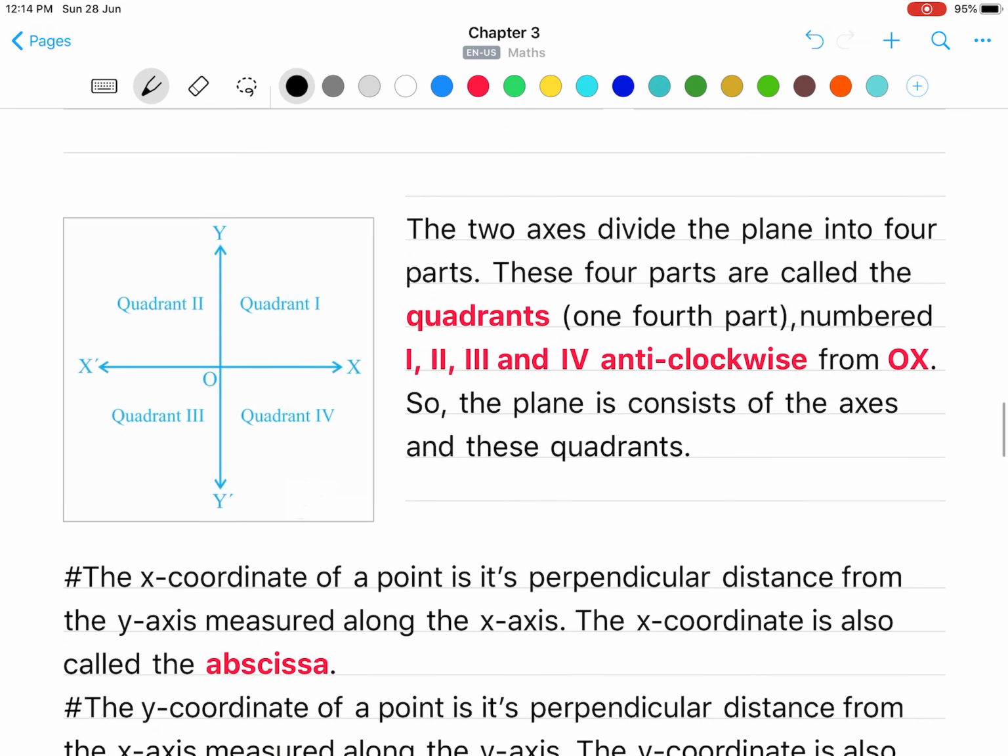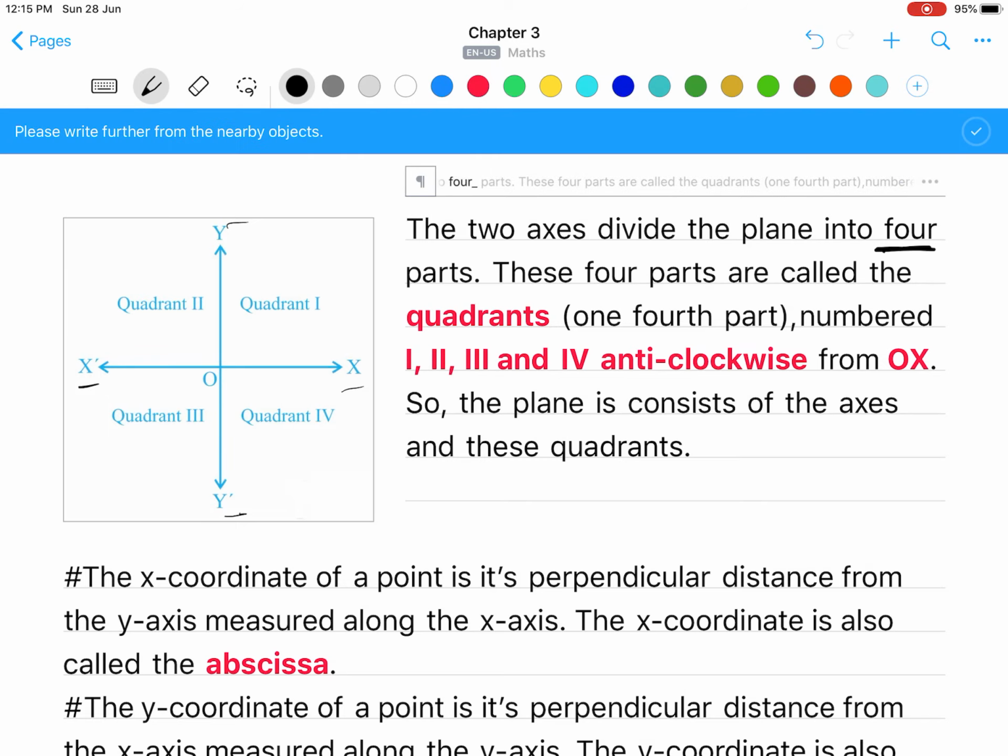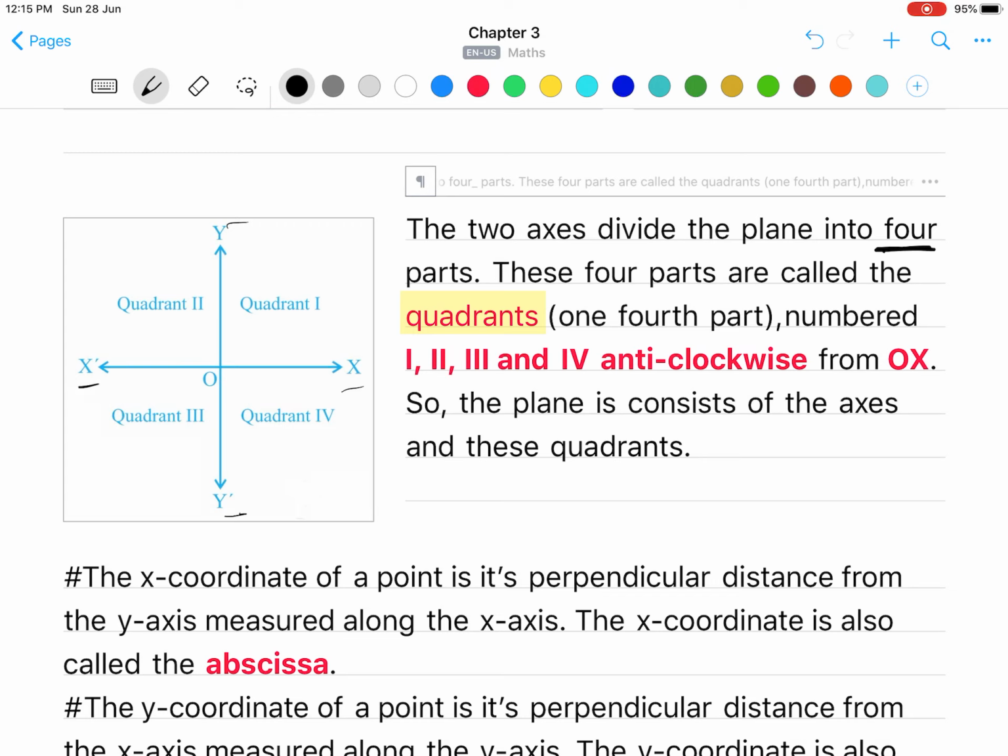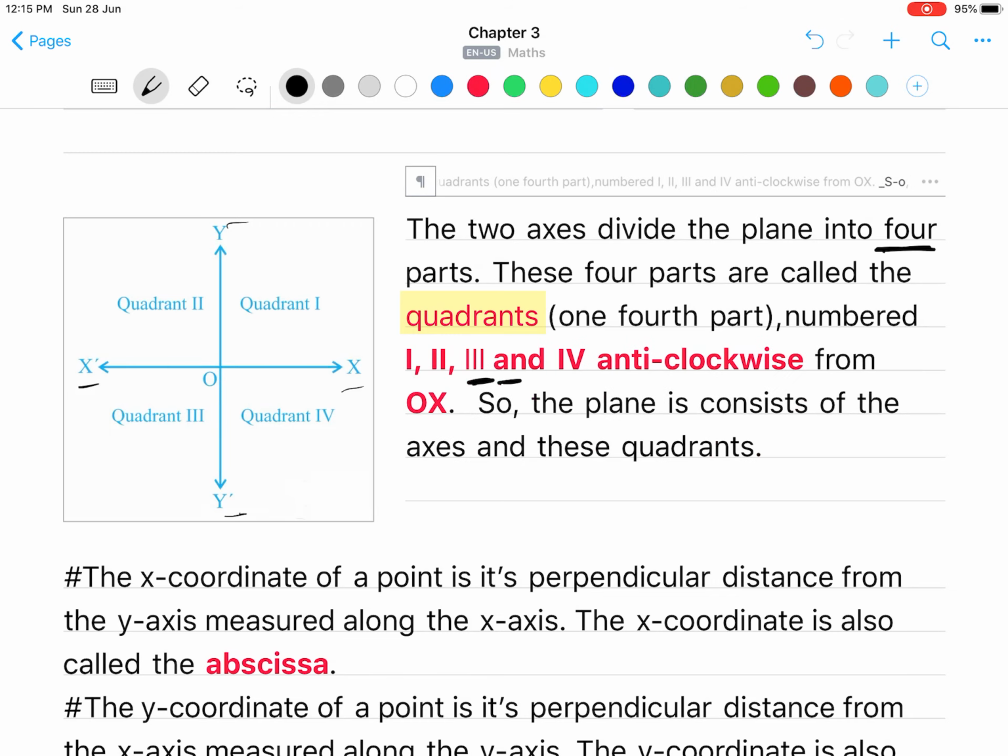The two axes that we have, x dash x and y dash y, divide the plane into four parts. These four parts are called quadrants. Quadrant means one-fourth, and they are numbered 1, 2, 3 and 4, first, second, third and fourth, and we count them anti-clockwise. Here, this is quadrant 1, then we have quadrant 2, quadrant 3 and quadrant 4, and we go in the anti-clockwise direction.